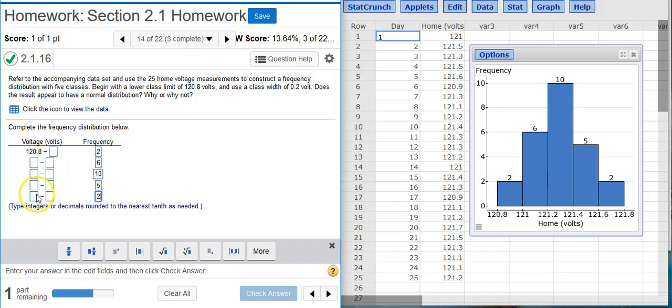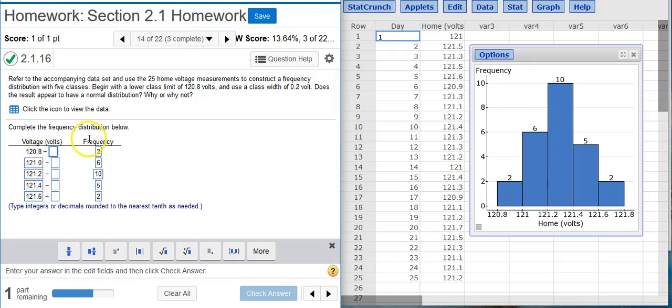Now we've got to put in our class limits. We start here with 120.8. The class width is 0.2, so the next one is going to be 121.0. Or I could just look over here at my graph in StatCrunch. These are the lower class limits for each of the bins. So I can just take those numbers and bring them over: 121.4, 121.6. And then the upper class limits.